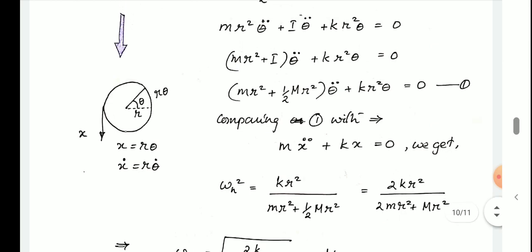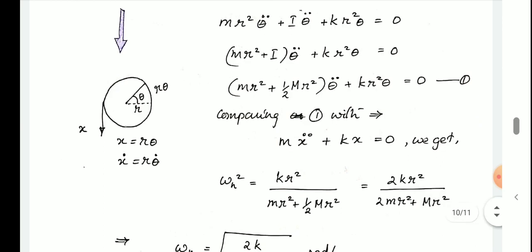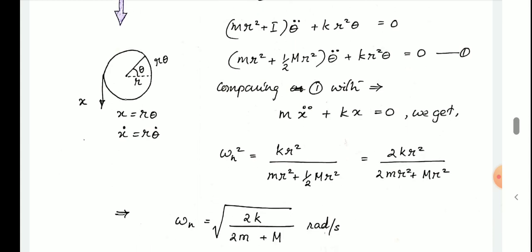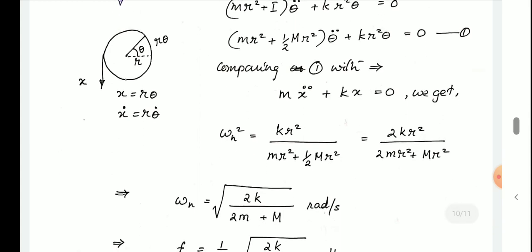Now let us look into equation number 1. For x double dot, the term is theta double dot there, and for x the term is theta there. So the term coming with theta is k r square, and the term coming with theta double dot is m r square plus half into capital M into r square. Hence omega n square can be written as the ratio of the term with theta in the numerator and the term with theta double dot in the denominator, which is k r square by m r square plus half into capital M into r square.